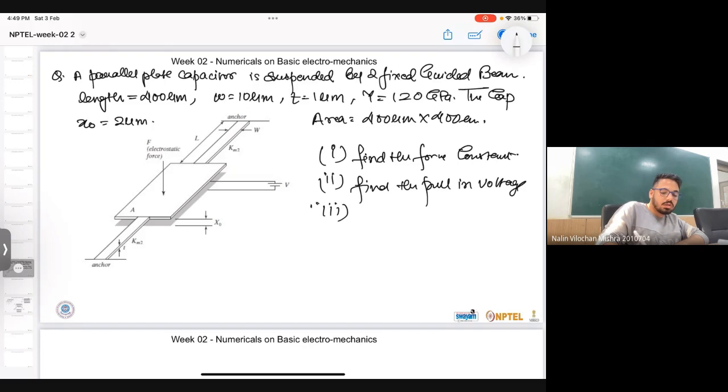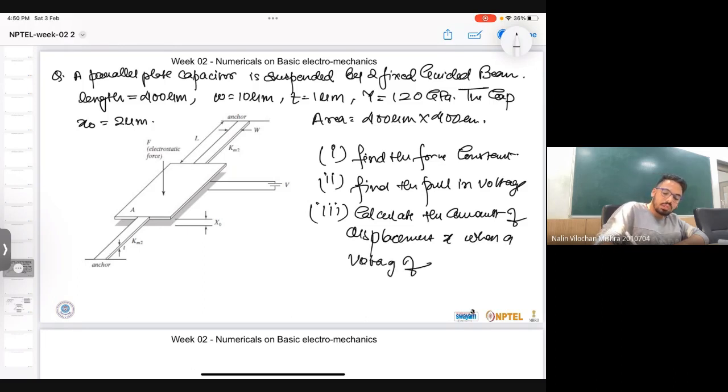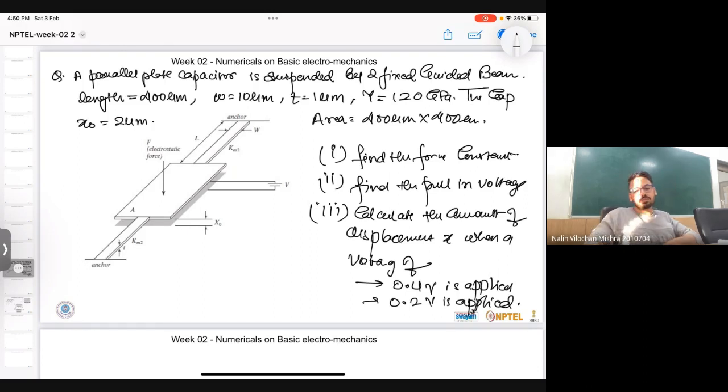Third, calculate the amount of displacement x when a voltage is applied. There are two cases under this third point: 0.4 volt is applied, and another is 0.2 volts is applied. So please try this question.